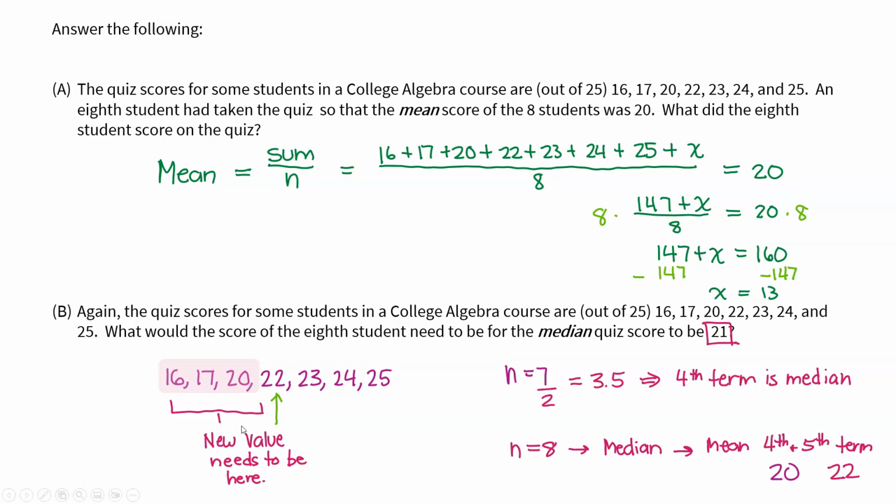So either you could add another 20 to this list, and that would certainly do it, or you could add any other number prior to 20 in this list that will push this 20 up to the 4th position, and then the 4th and 5th would average together. So basically, x could be any number between 0 and 20, and it would make the median 21.